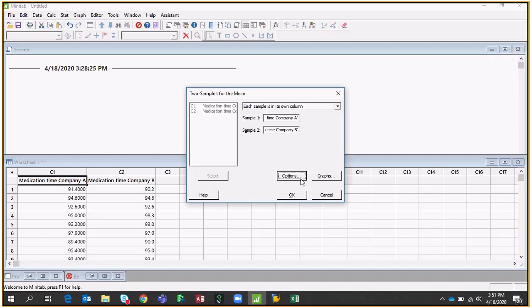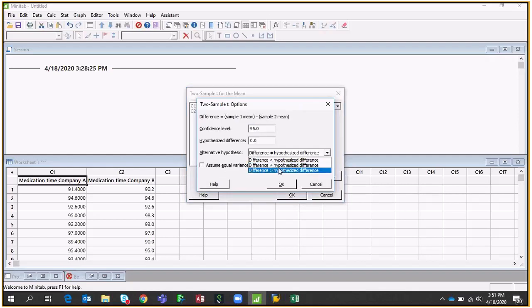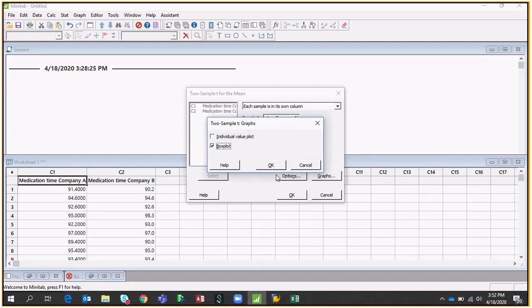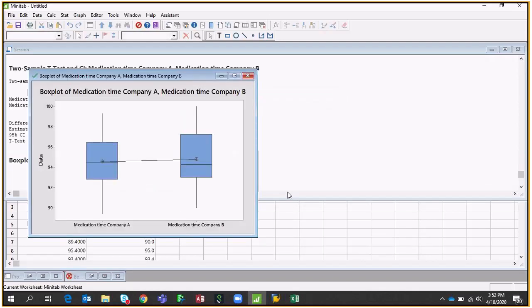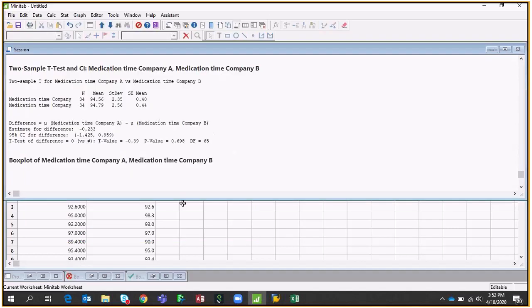In the Options part, definitely you are selecting this: difference is not equal to hypothesized difference, and the hypothesized difference is 0. Why? I am checking whether these two are equal or not. These two being equal means the difference of the C1 column and the C2 column will equal 0, right? So I'm checking that part and click OK. In the graph also, if you want, we can have the box plot and click OK. I will compare the box plot later on, but let's talk about the session window, which is very interesting now.